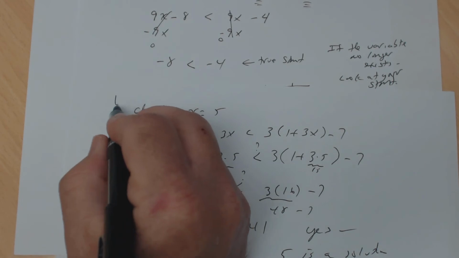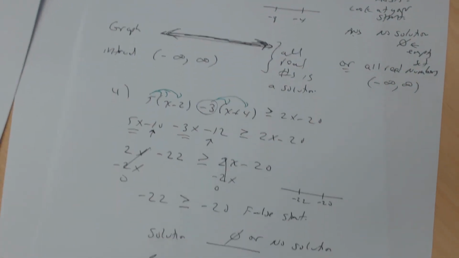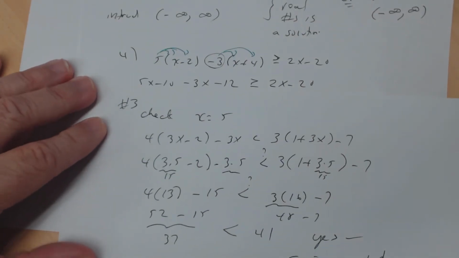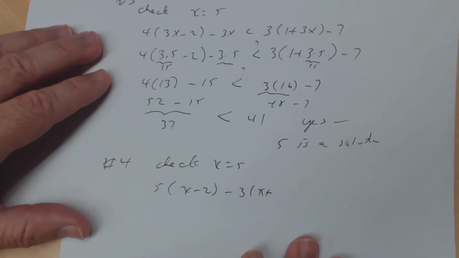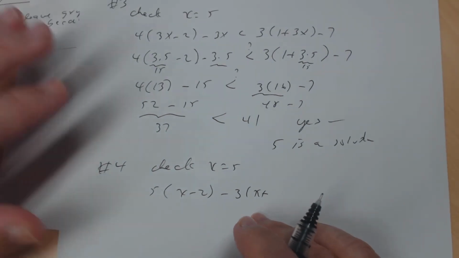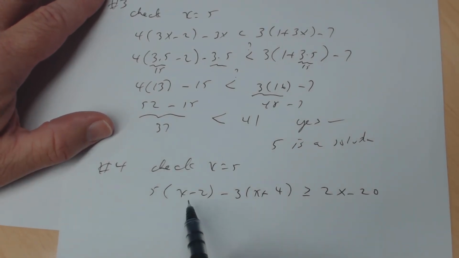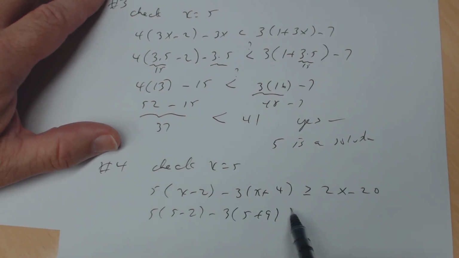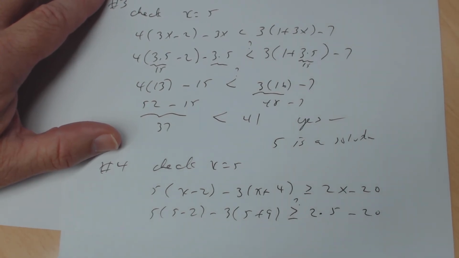Now number 4, this was for number 3. In number 4, if you check, let's say x equal 5 again. So remember in number 4 we said there weren't any solutions with the empty set. All right, so let's see why that's the empty set. So here is my original. So this was the original. All right, so let's see why that didn't work. So when I plug in 5, I get 5 times 5 minus 2 minus 3 times 5 plus 9 is greater than or equal to 2 times 5 minus 20. So I want to see if this side is going to be greater than that side or equal to that side.